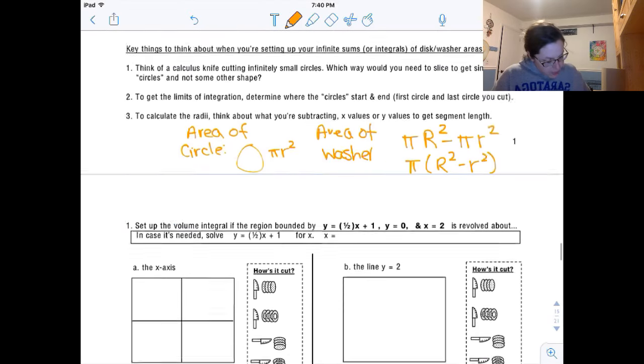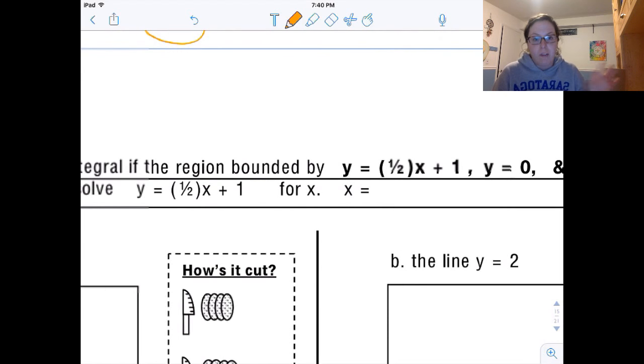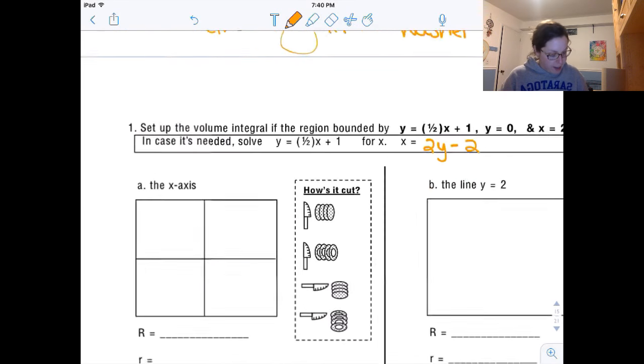So let's look at this first one. This says we are going between y equals 1/2 x plus 1, y equals 0, and x equals 2. And I'm revolving that around a range of different things here. So I'm first going to solve this for x. I'm going to subtract 1 and multiply by 2. So this would give me x equals 2y minus 2. In case I need it, I have it there, okay?